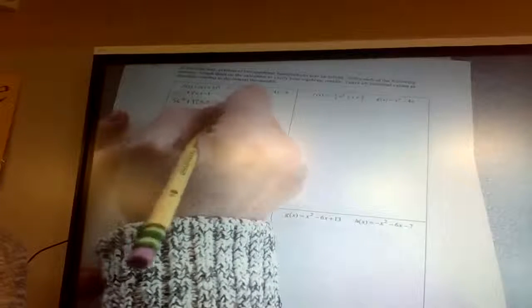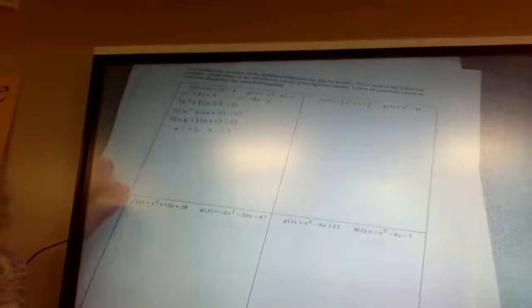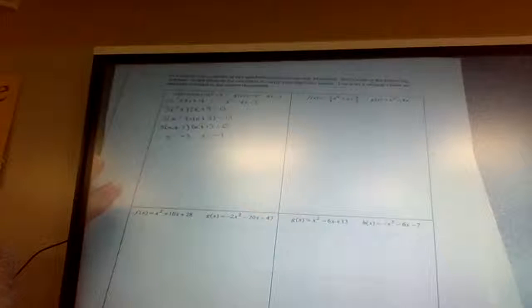So let's see. You got 3x squared plus 12x plus 9, right? Equals 0. If you take this out, you get x squared plus 4x plus 3 equals 0. And then that factors to x plus 3, x plus 1, right? So x is negative 3 and x is negative 1. Okay. So then, which one did you put it in? The g of x?